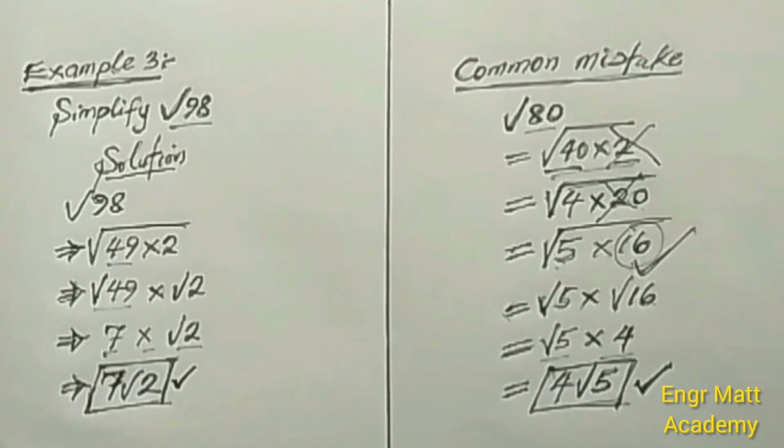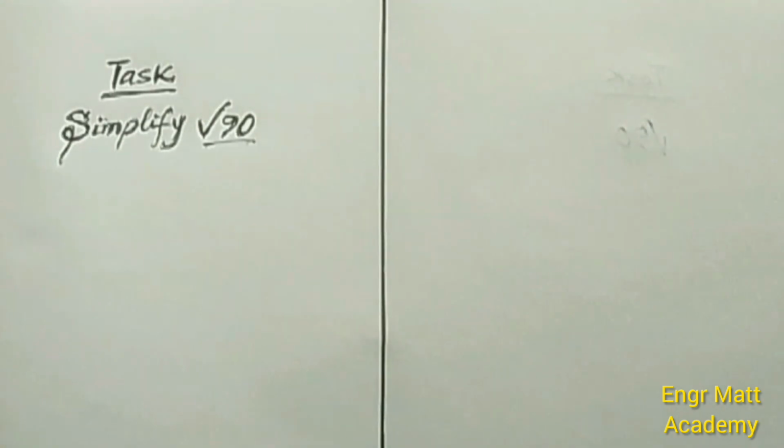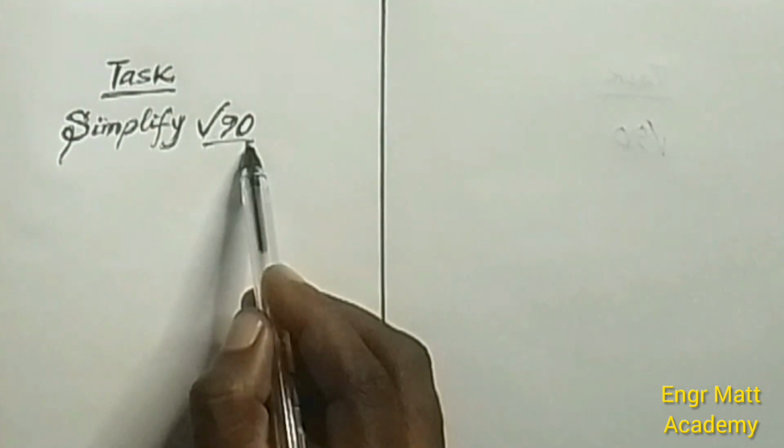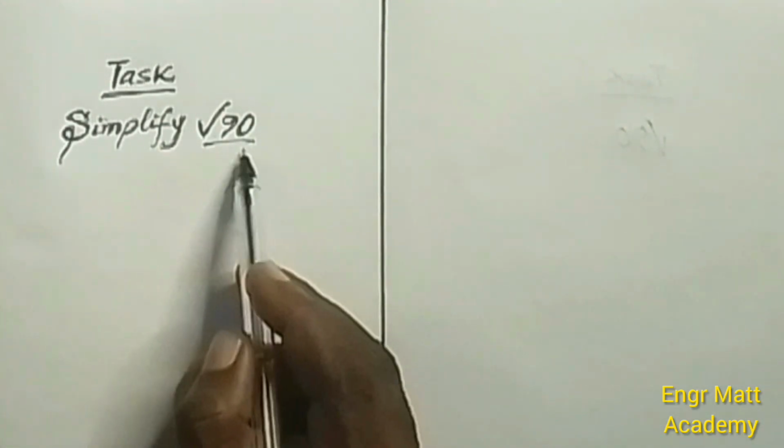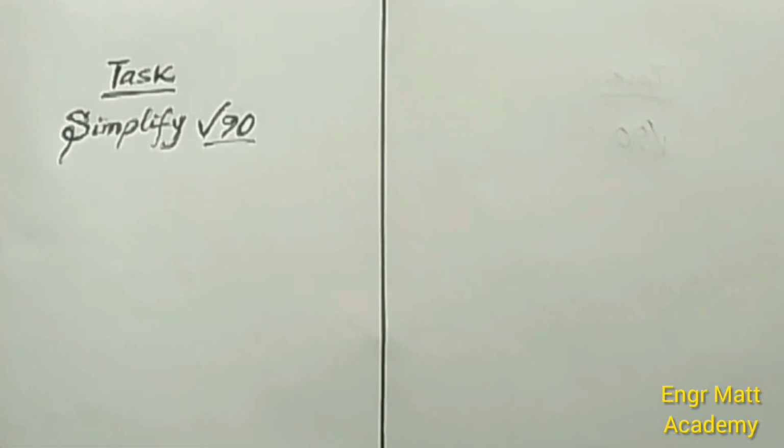Now your turn. Okay, your task. Do you remember this number? At the beginning of this class, I promised you that by the end of the lesson, you will be able to confidently simplify root 90. So go ahead, do it. Follow the steps we have discussed and drop your answer in the comment section. I will check it and I will reply to you.